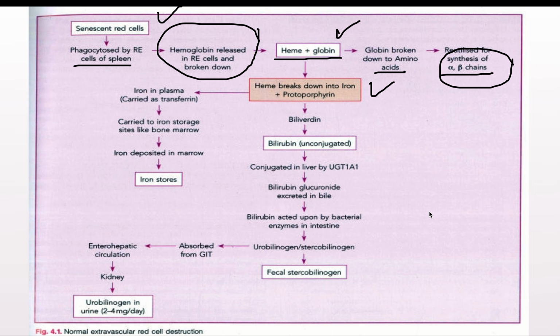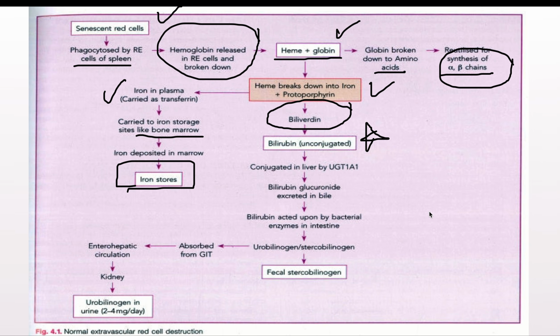Now iron is present in the plasma and is carried by transferrin to the bone marrow. Here the bone marrow has iron stores, so it is kept there. Okay, this will again be reutilized. The one thing left after this from the heme is protoporphyrin. Now this will convert into biliverdin. Biliverdin in plasma changes into bilirubin. The important thing to remember is that this is the unconjugated form of bilirubin.